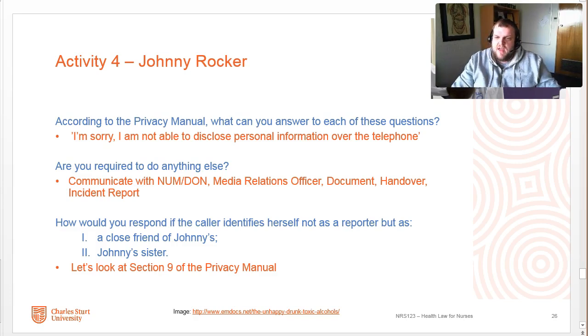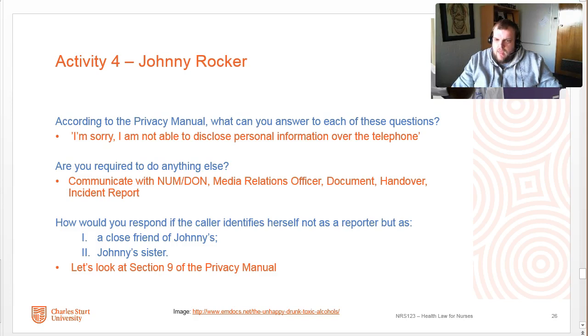It makes sense to communicate with the NUM or the Director of Nursing to escalate the issue, because it's likely that they're going to keep getting phone calls and they want to establish a bit of a plan of attack for that. A media relations officer might be involved. They can be really useful around how they're going to frame a response, if they were going to frame a response, or to remind people of the policy and to get a bit of control over that. But you need to document it and hand over to the next shift, and you might do an incident report as well.